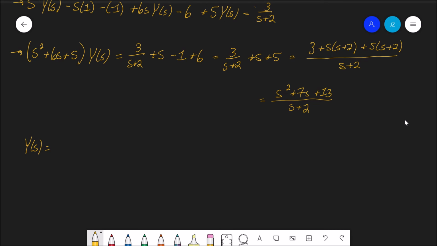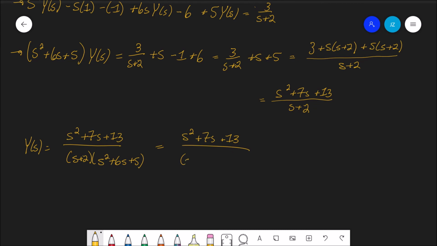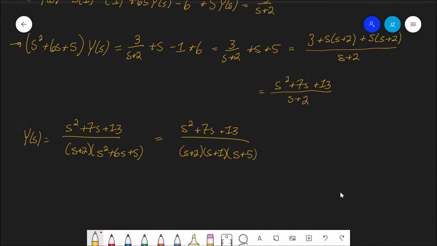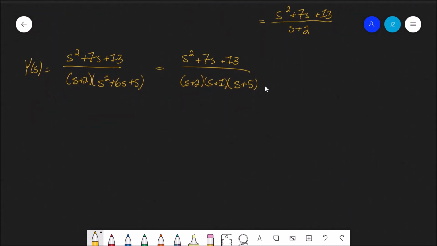So it is s squared plus 7s plus 13 all over s plus 2 times s squared plus 6s plus 5. We want to fully factor the denominator. So we get s plus 2 times s plus 1 times s plus 5. So we now want to work with this. We want to use partial fraction decomposition.